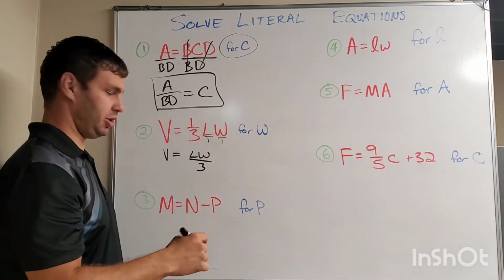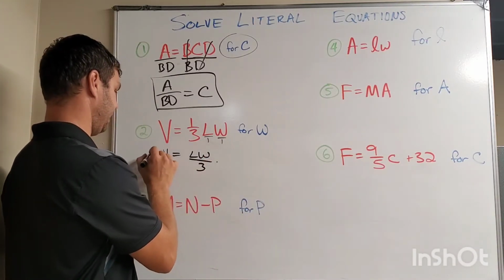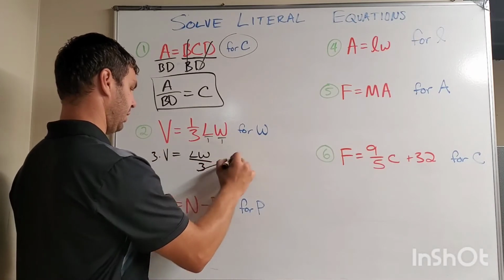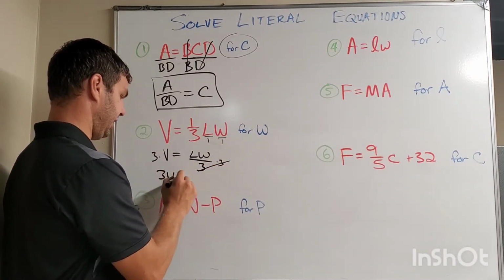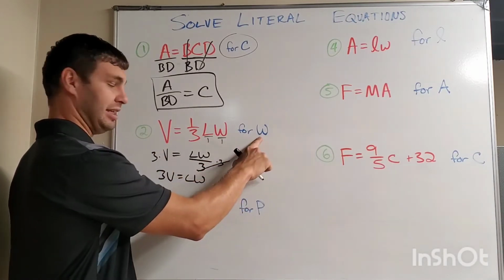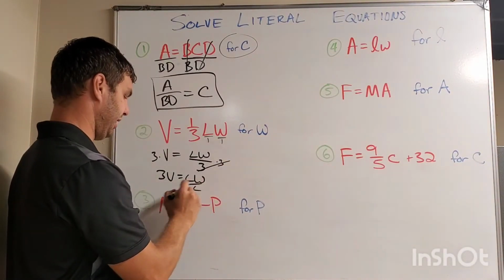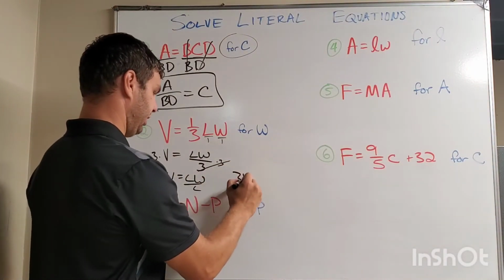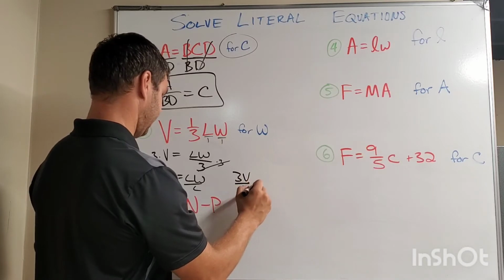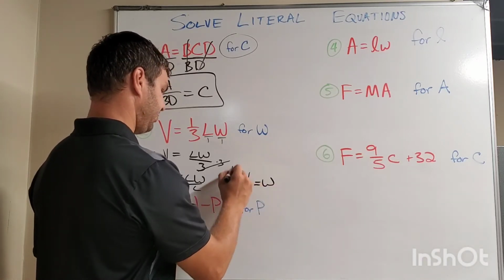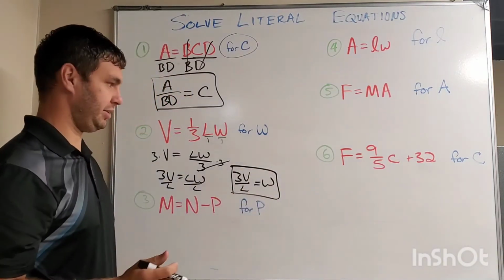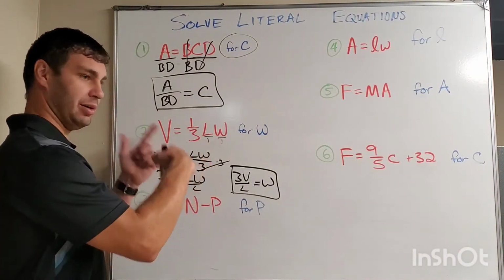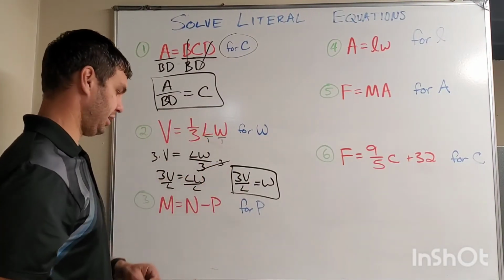I'm first going to multiply both sides by 3 to get rid of that 3. And that will give me 3V equals LW. And since I need the W by itself, I'll divide by L now. And so 3V over L equals W. That would be the answer. There's probably a few other ways you can move that 1/3 around. I think that's probably the easiest.